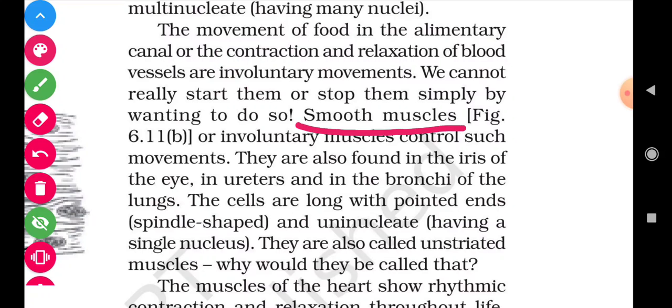Smooth muscles or involuntary muscles control such movements. They are also found in the iris of the eye, ureters, and in the bronchi of the lungs. These are the places where this kind of muscle is located. The cells are long with pointed ends, spindle shaped, and uninucleate, having a single nucleus. They are also called unstriated muscles.